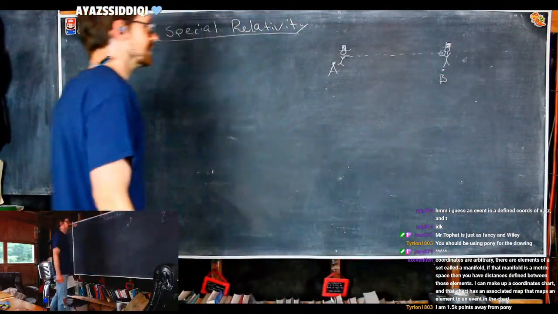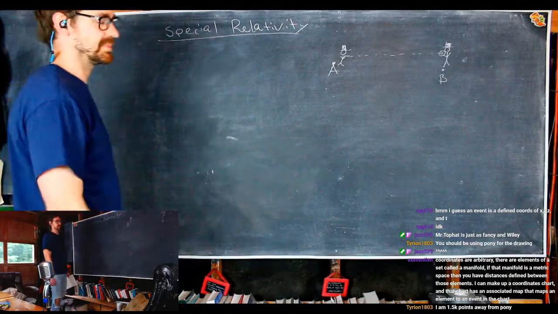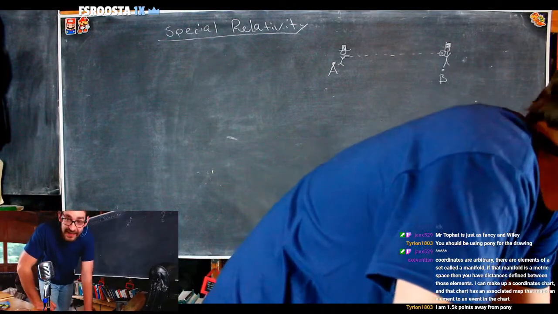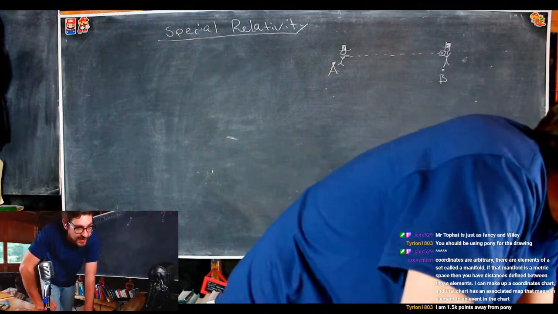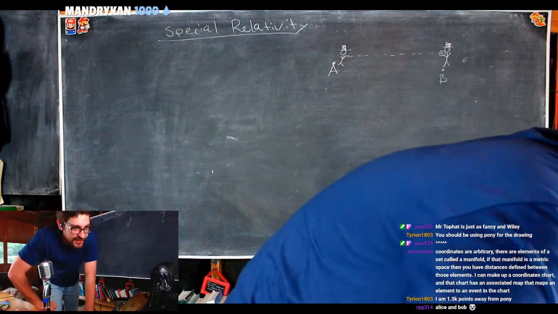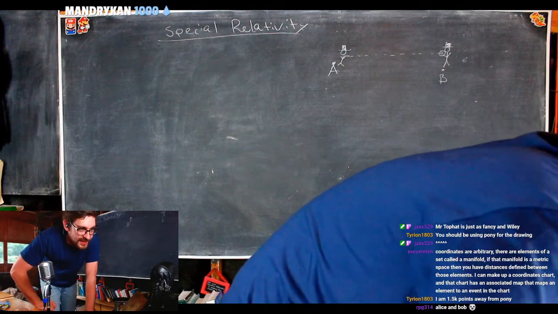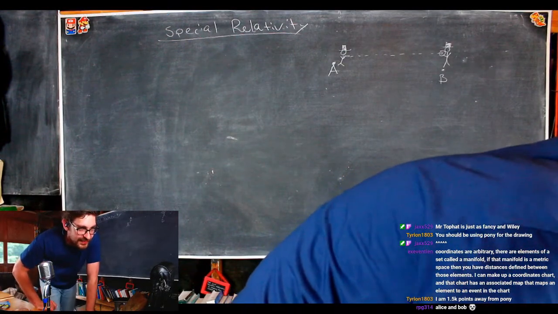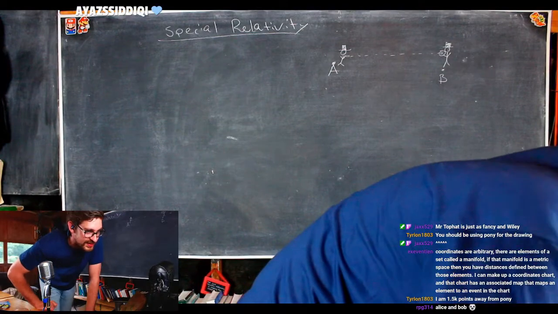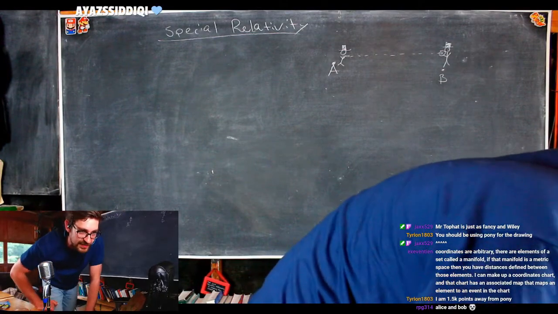We don't necessarily talk about the points as coordinates. Why? Coordinates are arbitrary. There are elements of a set called a manifold. If that manifold is a metric space, then you have distances defined between those elements. You can make up coordinate charts, and the associated maps, elements, and the event, and the chart.